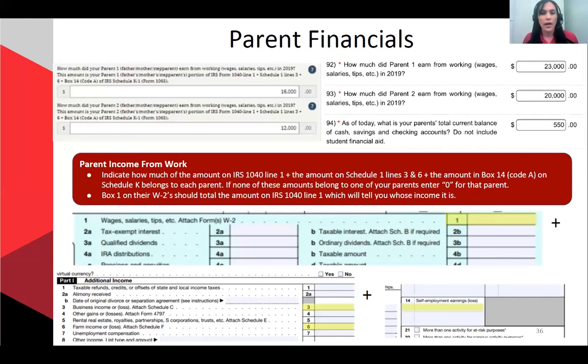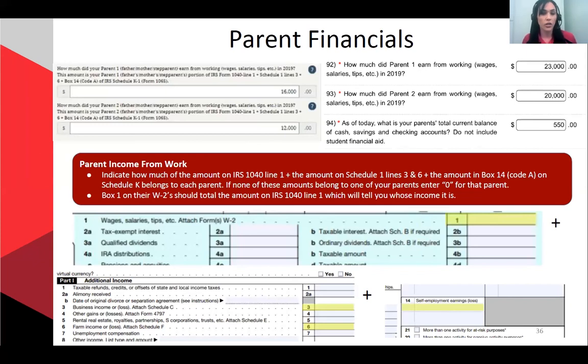So again, when you're looking at the 1040, you will look at line 1 of the 1040. Then look at Schedule 1, lines 3 and 6, and add that all together if there's a Schedule 1. And if there is a Schedule K, you would look at the amount in box 14, code A, in the Schedule K.